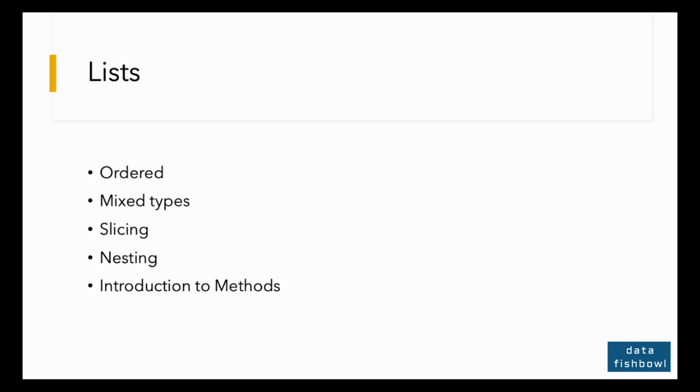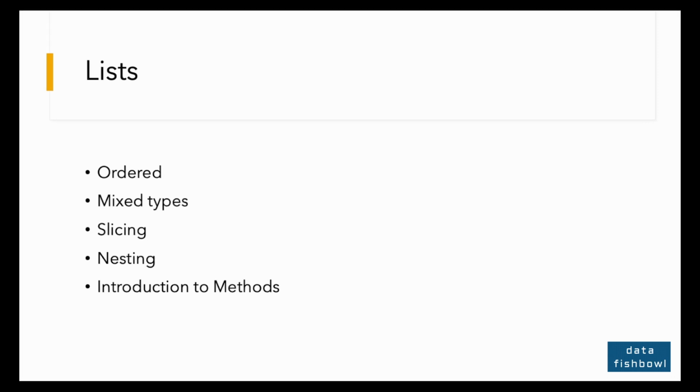Now lists are really useful, very versatile structures, allowing us to hold multiple items of different data types in one list. We can slice that list so we can take a group of items from within that list. We can also nest lists within lists, and you'll see why that's so useful. And we'll have a quick look at a couple of methods that we can apply to the list to make our life easy. So let's head on to the coding screen now.